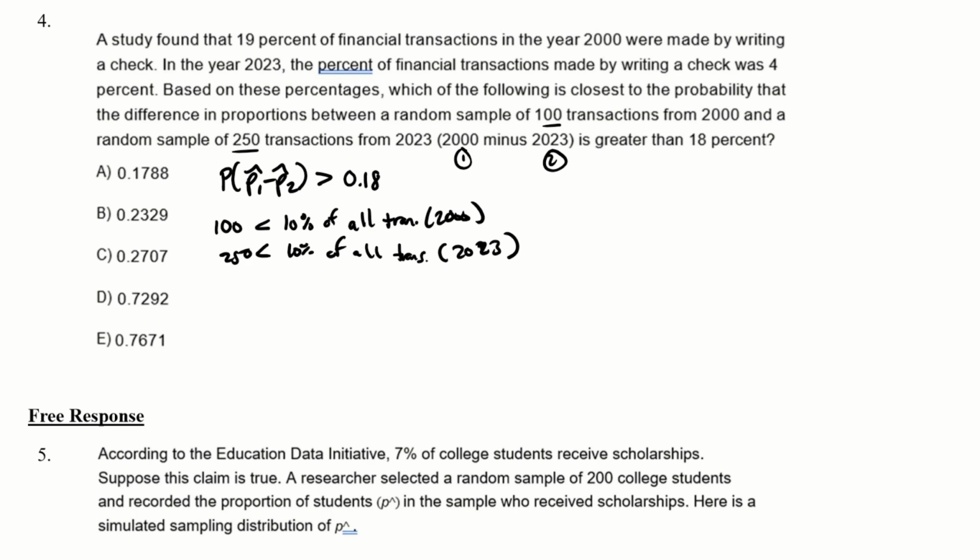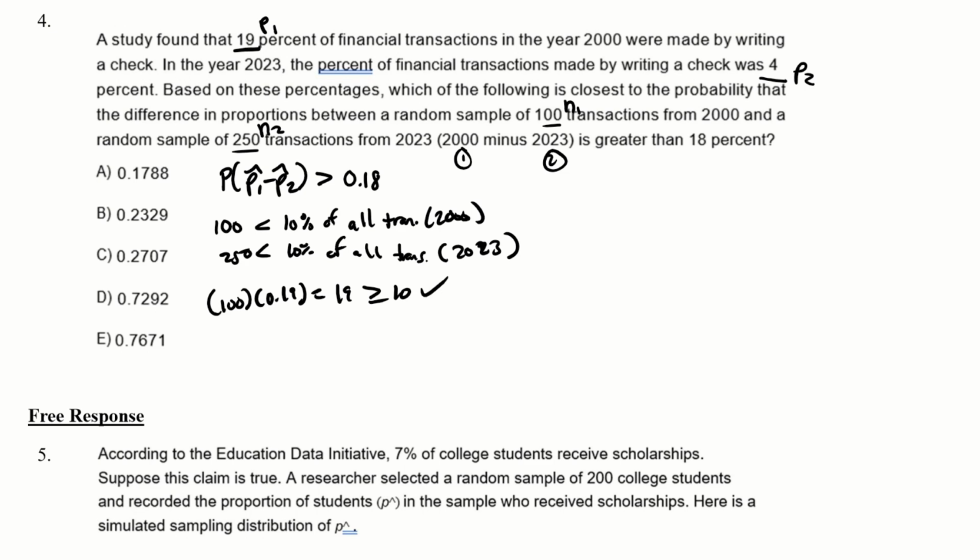We're also going to verify large counts. Here we have 19%, so that's going to be P1, and then we have our N1, and then we have N2 and P2. So we're going to do N1 times P1, so 100 times 0.19. That's 19, which is greater than or equal to 10.